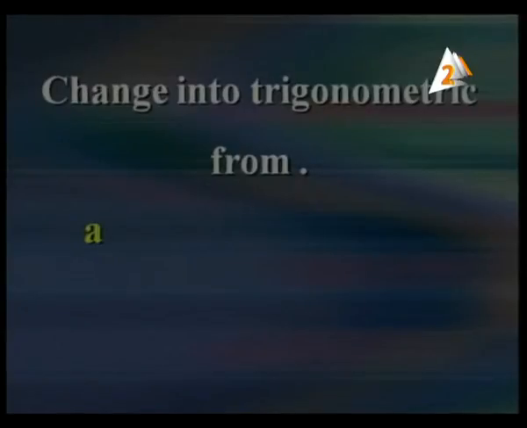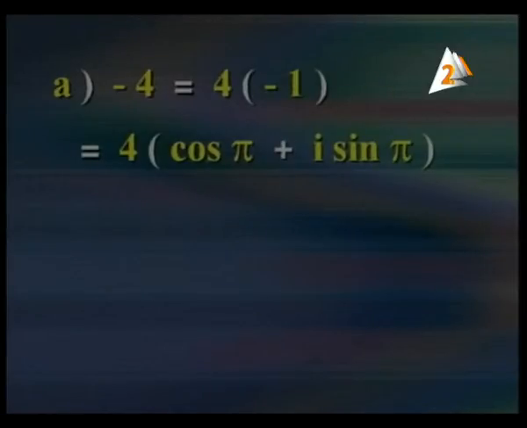Change into trigonometry form: negative 4, 3i, negative 2i. Solution. Negative 4 equals 4 multiply negative 1. What do you mean negative 1, dear student? Yes, cosine 180 plus i sine 180, or cosine pi plus i sine pi. Then 4 multiply cosine pi plus i sine pi equals negative 4. We can represent negative 4 in trigonometry form as 4 multiply cosine pi plus i sine pi.